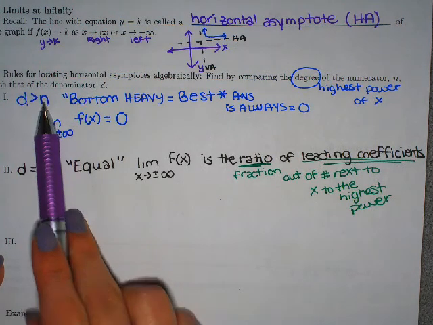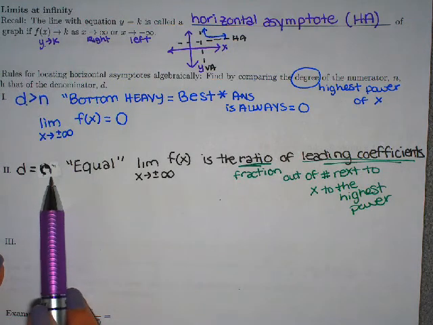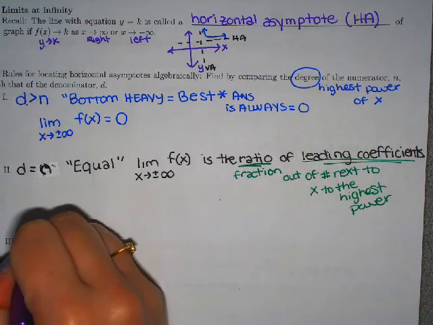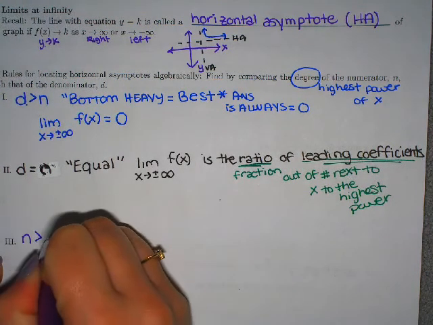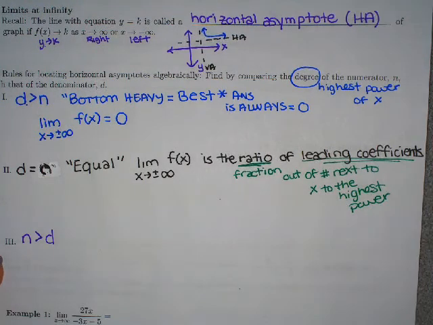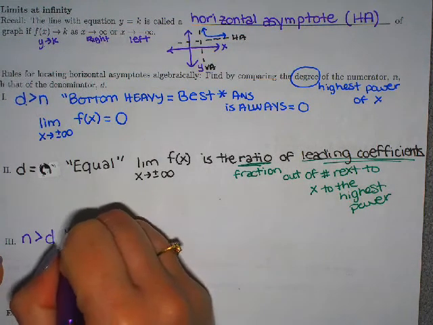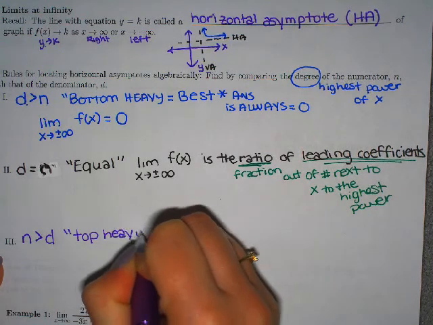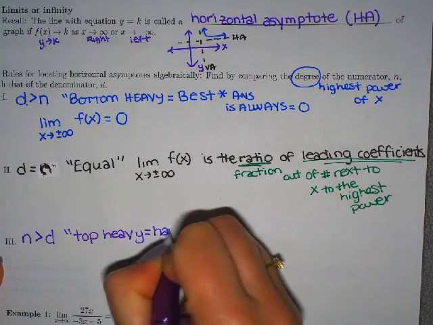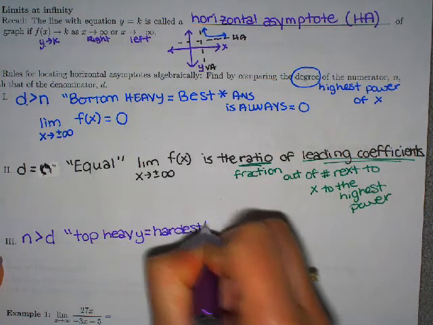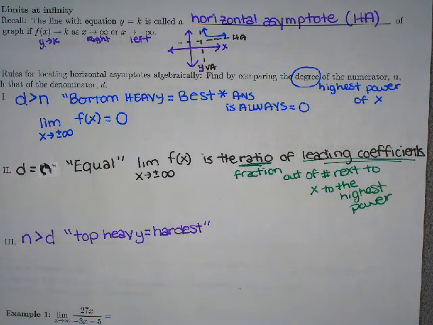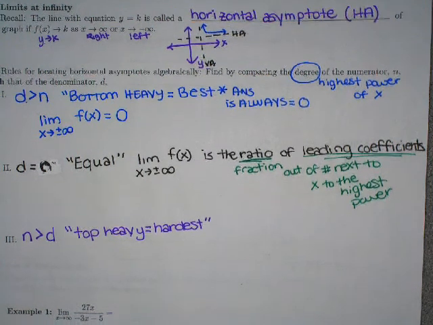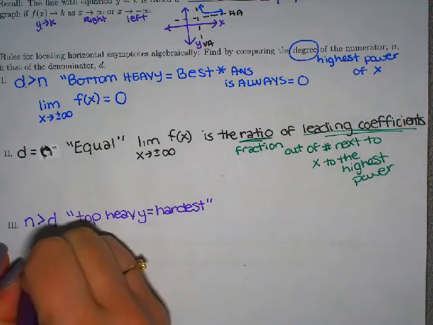Our last case, if the degree of the denominator is not bigger than the numerator or equal to the numerator, that means it's smaller than the numerator. That means the numerator's power, or degree, is bigger than the denominator's. This is top heavy. Which is the hardest one. Bottom heavy is the best. The answer is always 0. Top heavy is the hardest one. It's the worst one. And I only say it's the worst because it's where we actually have to do some work for the first time.